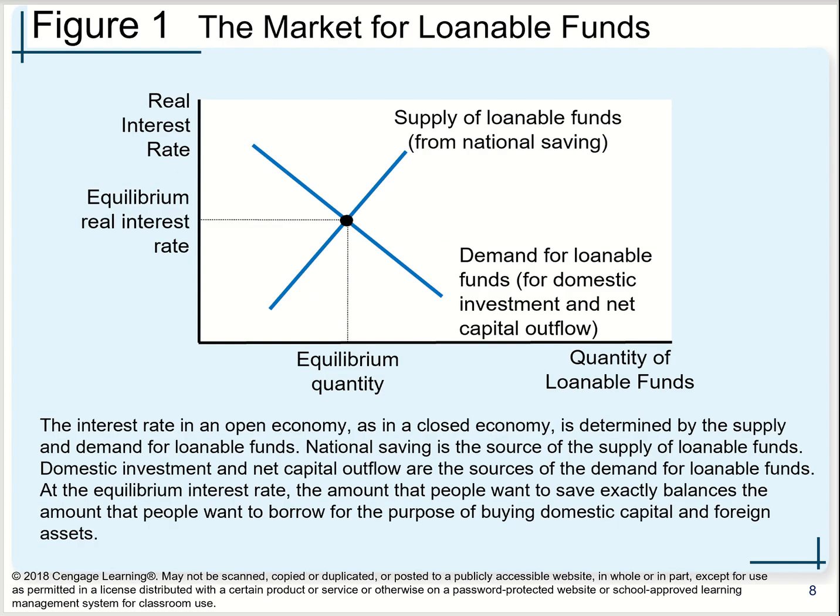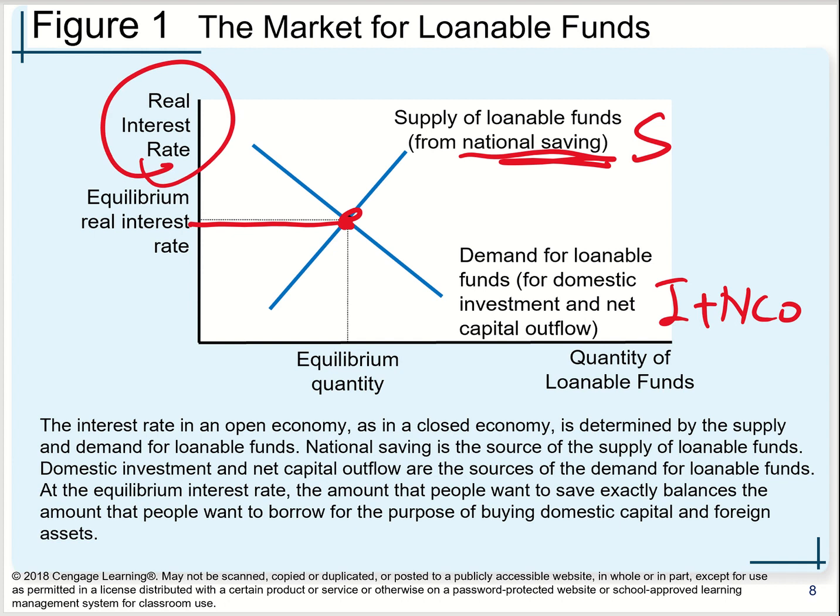All right, so let's look at the graph. For our supply of loanable funds, this is our national saving. So the S in the equation is the supply curve, and the demand for loanable funds is your investment plus your net capital outflow. So that's going down. Okay, so just like a regular supply and demand curve, supply going up, demand going down, and then they have equilibrium. And this equilibrium is your equilibrium real interest rate. Okay, so that's the interest rate set in the economy. All right, so that's the first model.